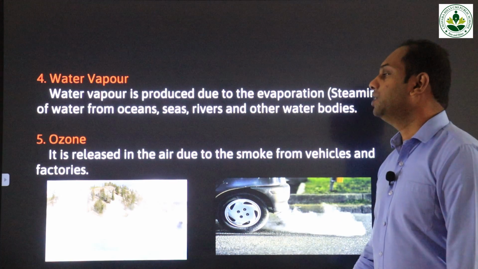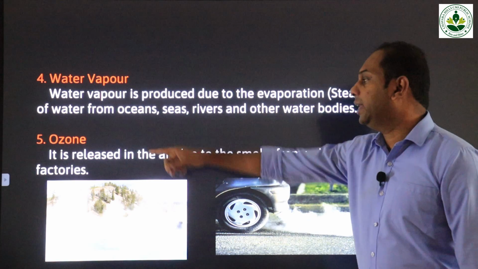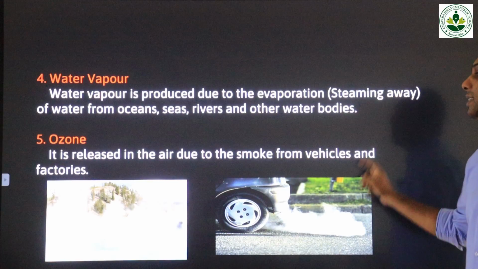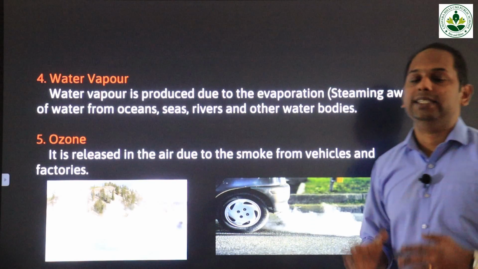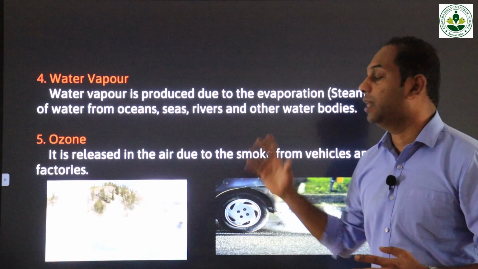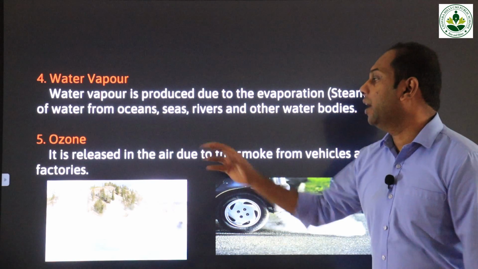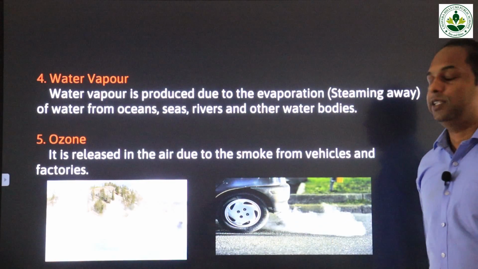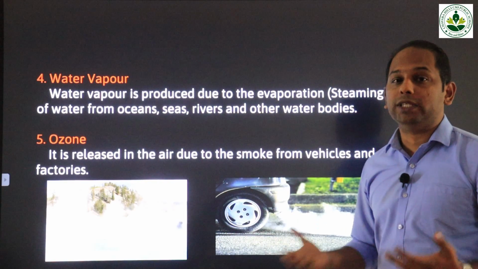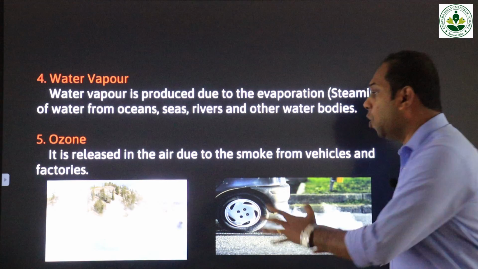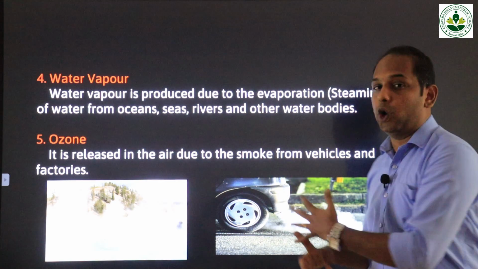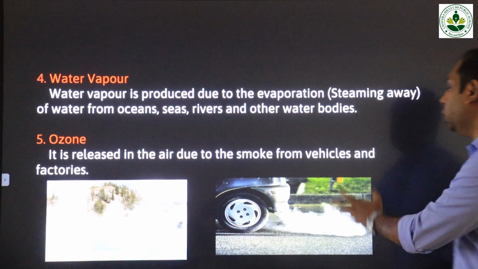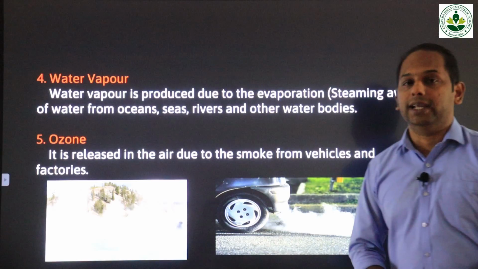The fifth greenhouse gas is called ozone. It is released in the air due to the smoke from vehicles and factories. This is how ozone is produced in the atmosphere. As you all know, when we use vehicles, it produces a large amount of smoke, and this smoke contains carbon dioxide, methane, and some amount of ozone also will be produced by the smoke from the vehicles.